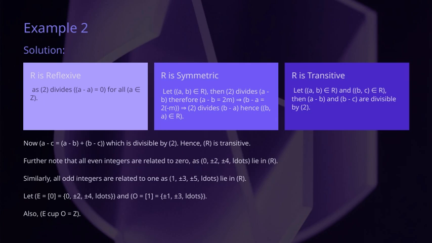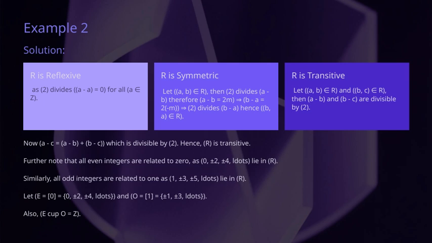Next, let's examine what happens if (a, b) is in R, since 2 divides a minus b. We can write a minus b as 2 times some integer m. From this, it follows that b minus a equals 2 times negative m, which is also divisible by 2. Therefore, the pair (b, a) is also in R, confirming that R is symmetric. Additionally, all odd integers are related to 1, because pairs like (1, plus or minus 3), (1, plus or minus 5), etc., are in R. Similarly, all even integers are related to 0, since pairs like (0, plus or minus 2), (0, plus or minus 4), etc., are in R.